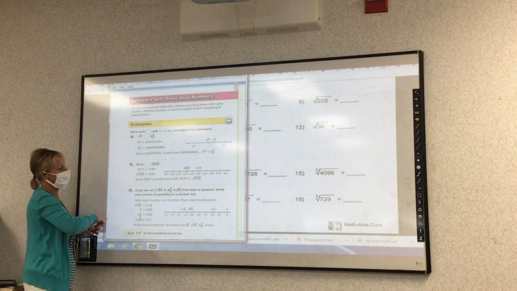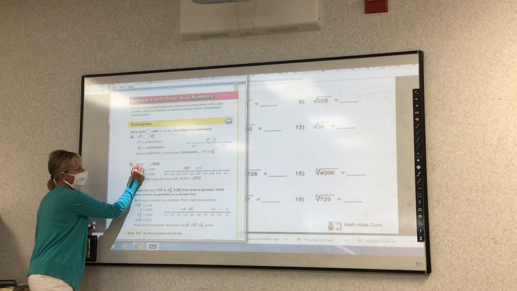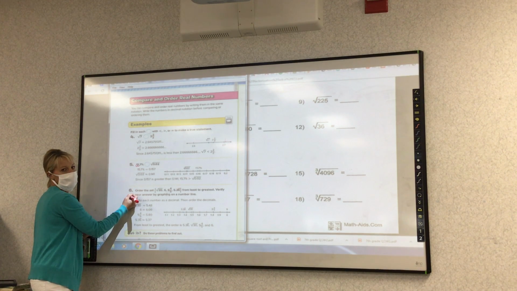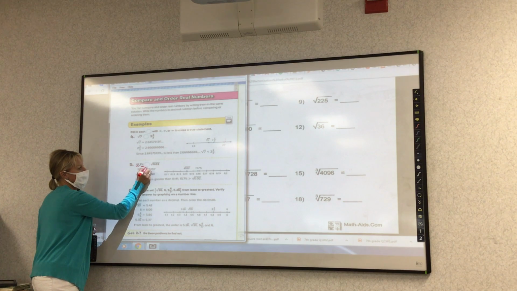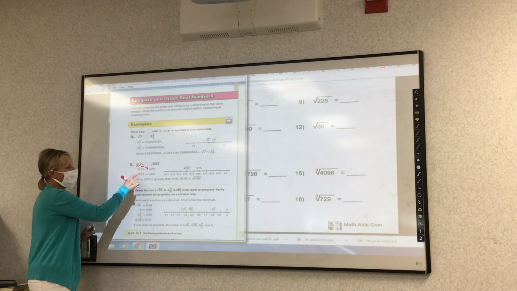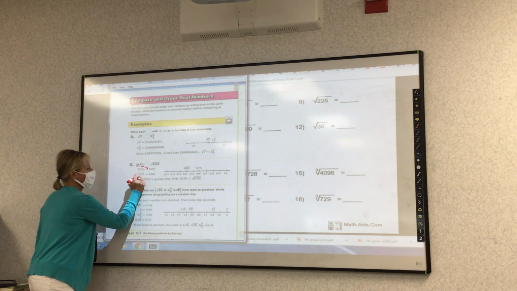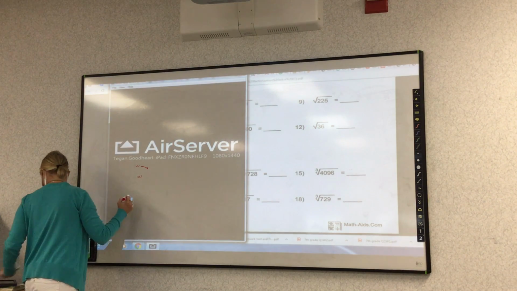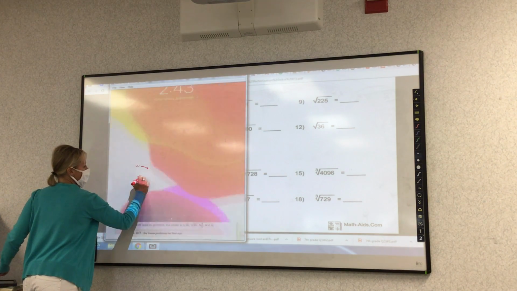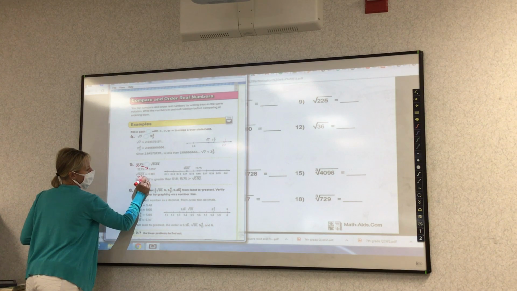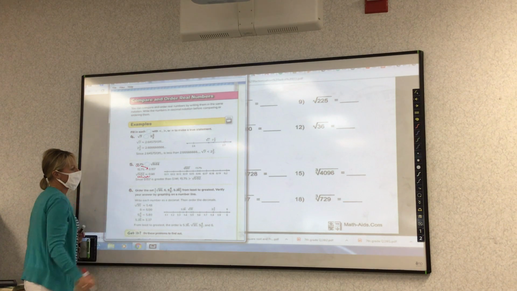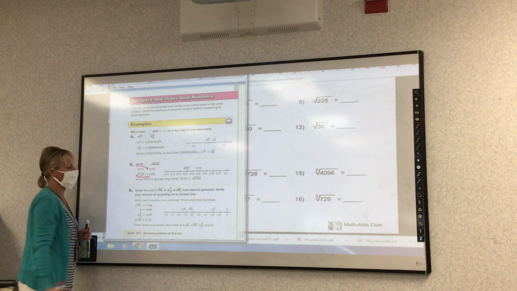15.7% to a decimal. I want to see in your book that you do this. Move the decimal over 2 places. That's how you got that answer. How did I get the square root of 200? Underneath the box, I'm going to write the word calculator, because you used a calculator to get that answer.